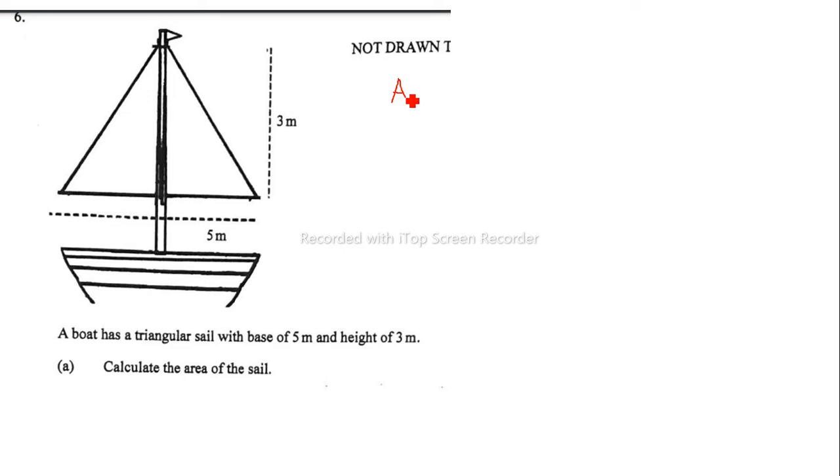Area of the sail is one half times base times height. Very good. And why are we using that formula? Because it's a triangular shape.